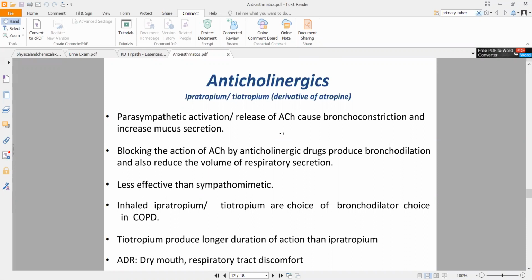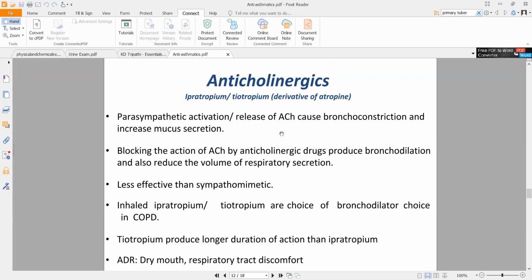Now, the cholinergic system or parasympathetic system in general will cause bronchoconstriction and it will increase mucus secretion. So whenever I have more acetylcholine being secreted, that will immediately cause bronchoconstriction and mucus secretion. Here I want to do exactly the opposite. When I'm treating asthma, I want to do exactly the opposite of acetylcholine.